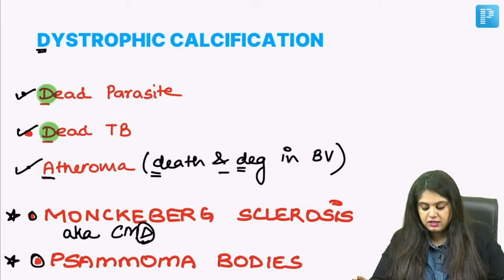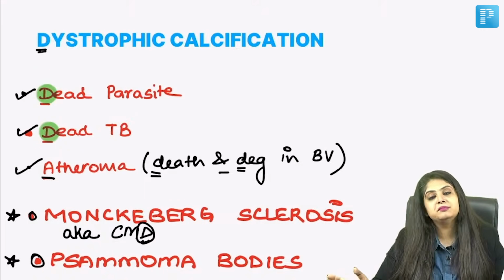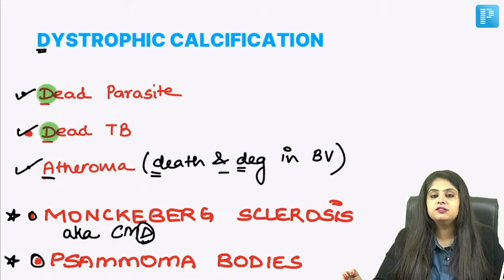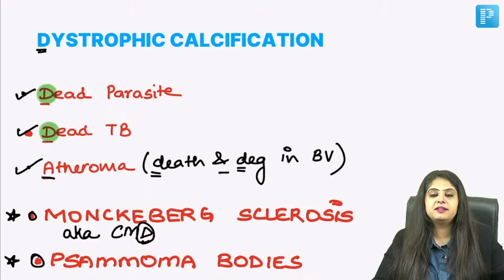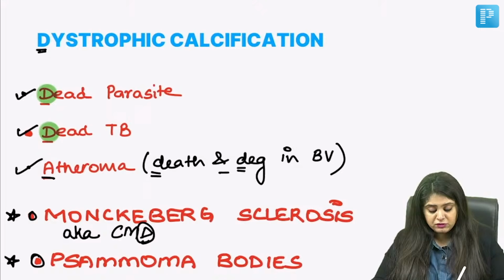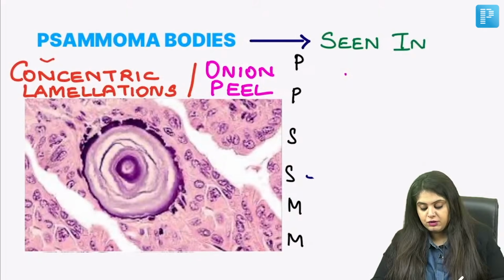Coming to the last one, you need to be living under a rock if you don't know Psammoma bodies by the end of second year. Once you learn Psammoma bodies in second year, you don't have to revise it ever again, because you will remember it for a lifetime. Koi nahi bhulta Psammoma bodies, because so many times the question is asked. What is Psammoma body? How does it look like?